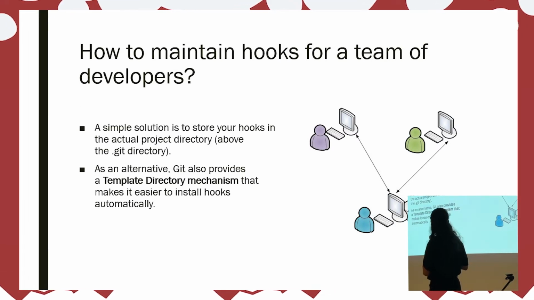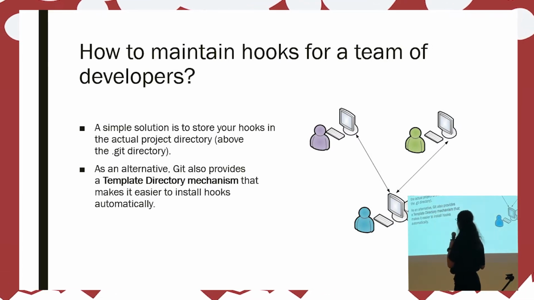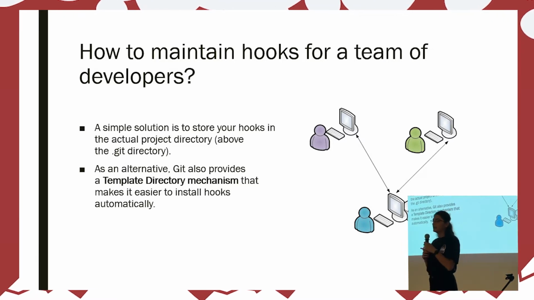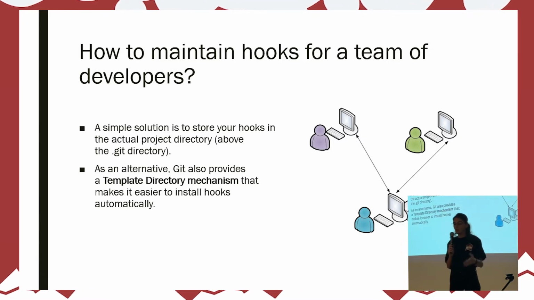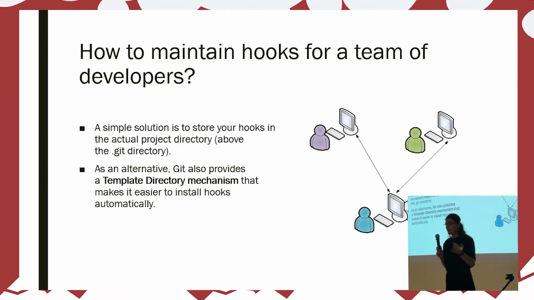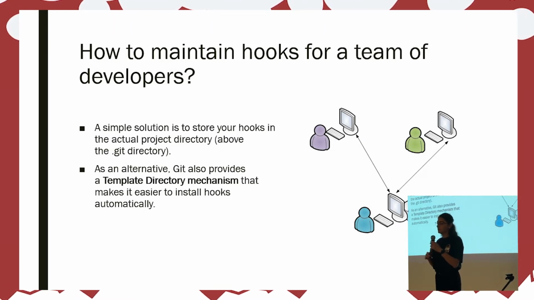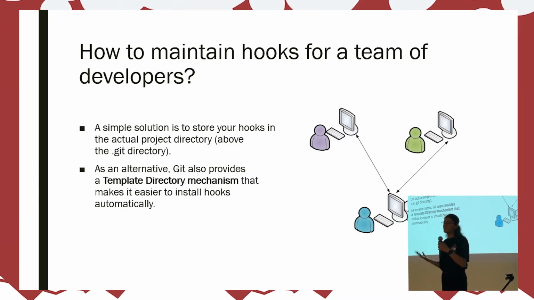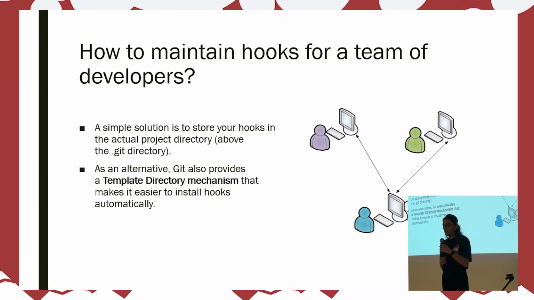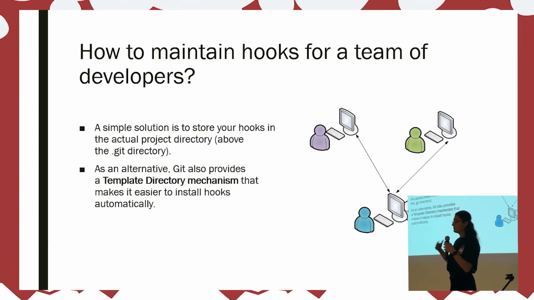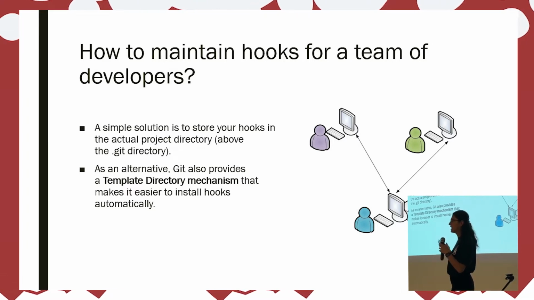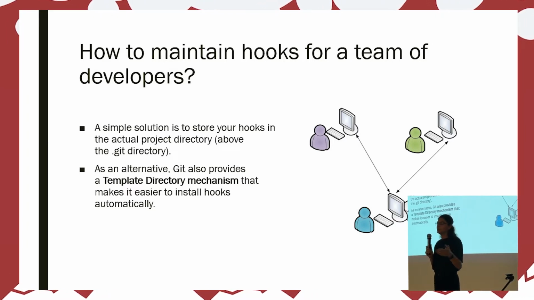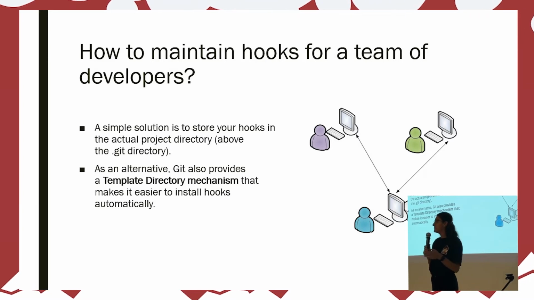And the main question comes into play. How do we maintain hooks for a team of developers? As I said, I have a repository, I have my local hooks, I altered the hooks, and everything goes fine on my machine. But maybe I want some kind of centralization over the team, and I want every pre-commit hook to run linters, no matter if it's me or another developer in the team. How do we do that?